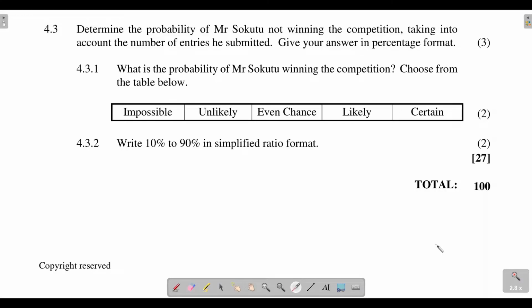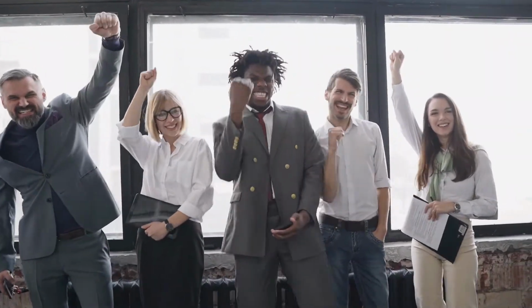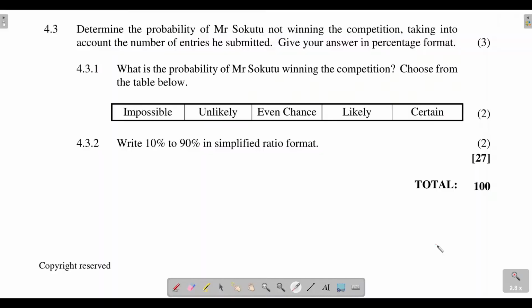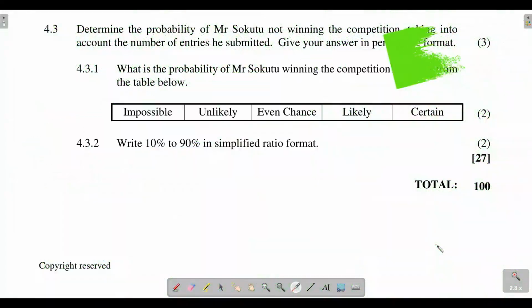So on today's video tutorial, guys, we're going to be looking at the last question from the grade 11 mathematical literacy paper 2 that was written in November 2022. We are finally done with this paper, okay? And this question basically deals with probability. So we're going to be calculating the probability of Mr. Sekutu not winning the competition. We're going to be using the complementary rule to help us determine the probability of Mr. Sekutu not winning the competition.